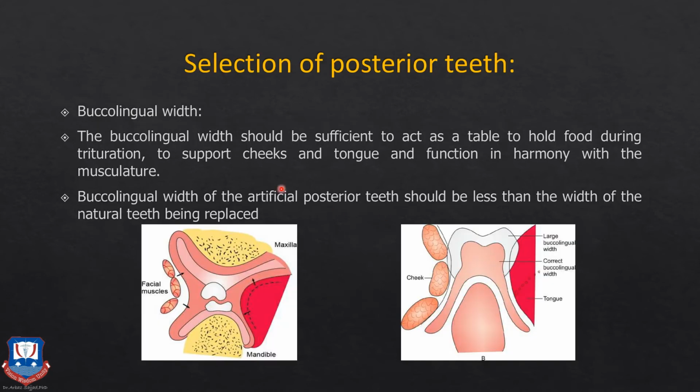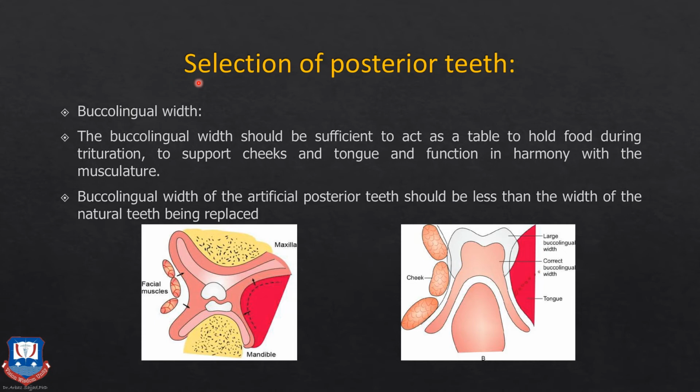So next, coming to the selection of the posterior teeth. Up until now we were talking about the selection of anterior teeth based upon the SPA concept, based upon the form and features of the face, and based upon the color of the hair and skin. And now we come to the selection of the posterior teeth.